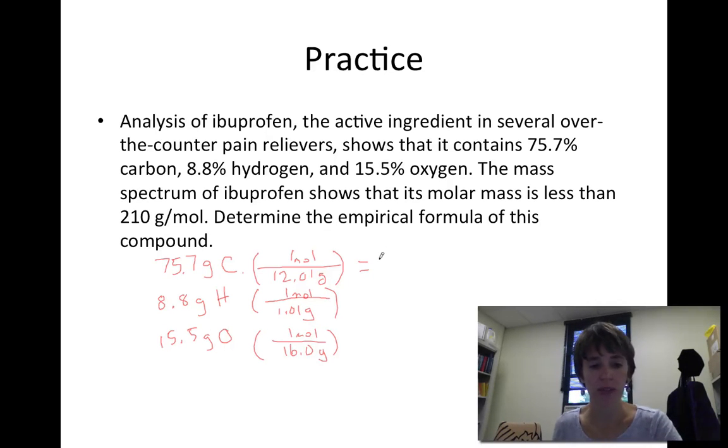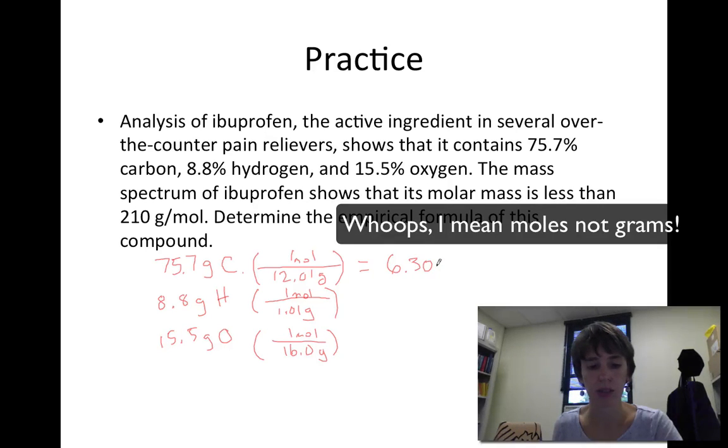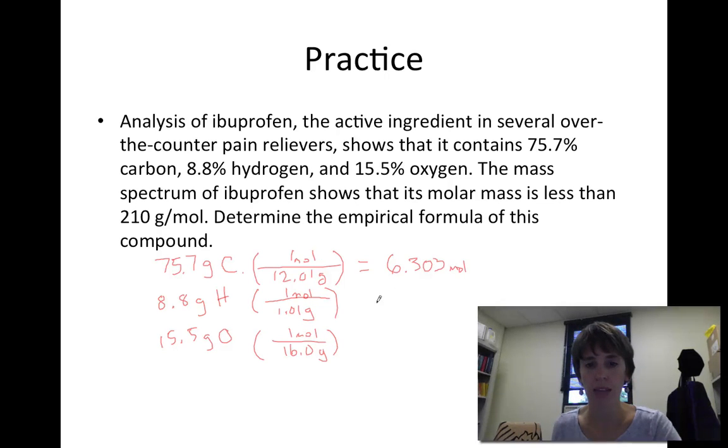Go ahead and jump ahead of me if you can. This will give us 6.303. I'm going to retain a bunch of significant figures here. If you round too much, when you start trying to figure out what the integers are, you might be off if you're rounding 6.3 down to 6, for example. Hydrogen is a very light element, so its molar mass is only 1.01. So even though we only had 8 grams, we actually have a lot of moles, 8.7 moles. And then oxygen is a heavier one, so here we only have less than 1 mole of oxygen.